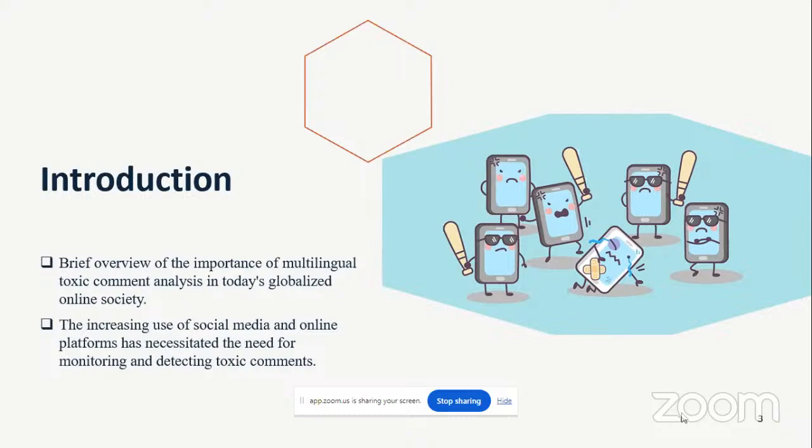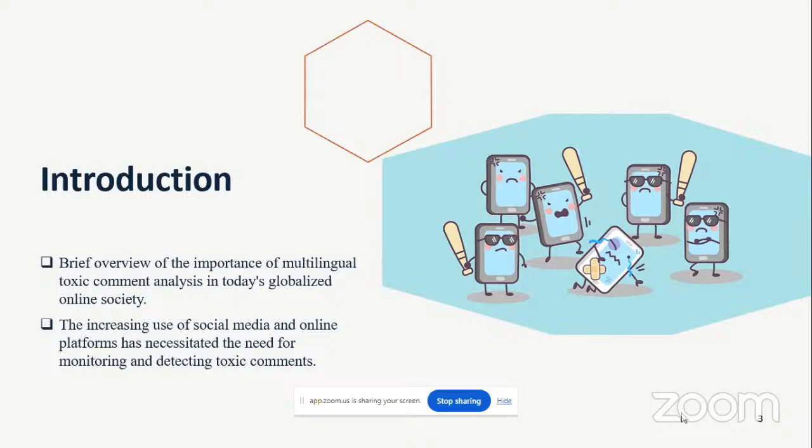There are a number of existing works in the field of multilingual toxic comments analysis. One approach is the use of machine translation to analyze toxic comments in multiple languages. This involves translating comments into a single language, such as English, and then using natural language processing techniques to identify toxic content. While this approach is relatively fast and accurate, it can be limited by the quality of the machine translation and the ability of natural language processing algorithms to accurately detect toxic content.